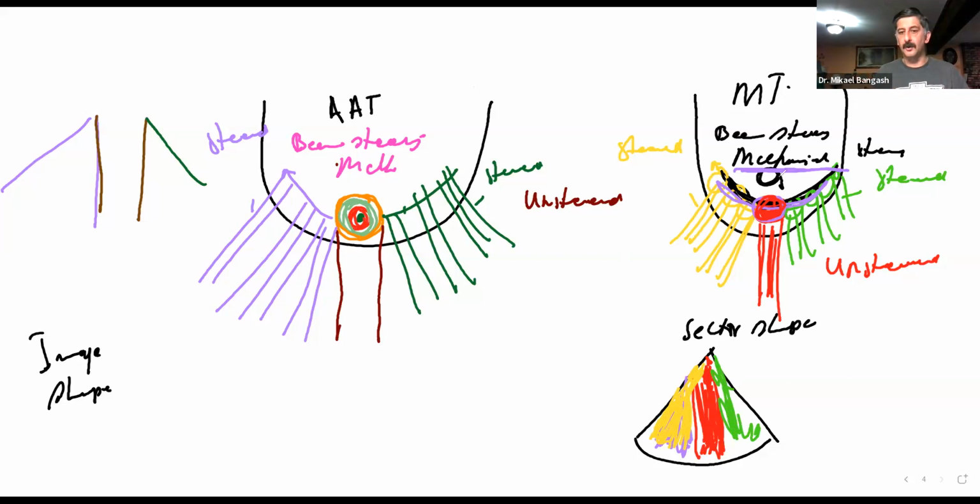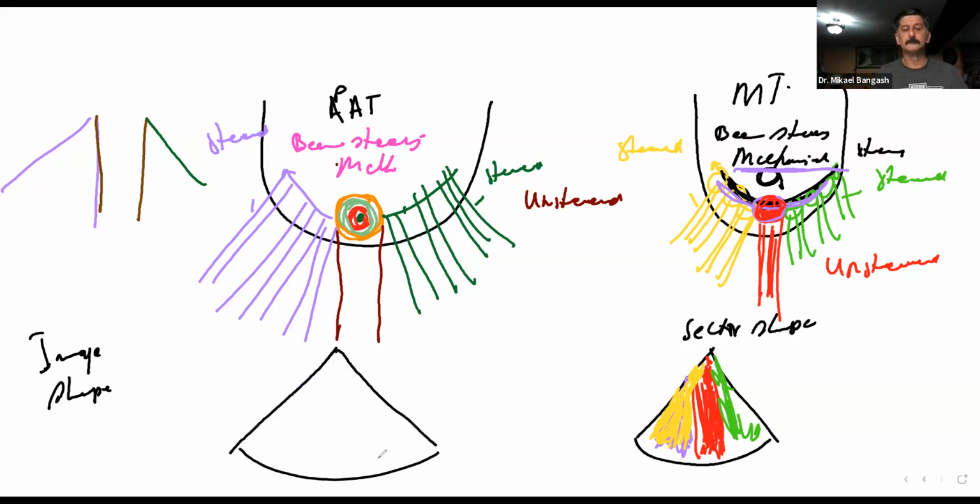It's made because the beam is able to steer back and forth, back and forth, mainly by physical motion of the PZT or crystal. Likewise for your annular phased array transducer, the image shape is also going to be sector shaped. So the image shape is still going to be sector shaped.